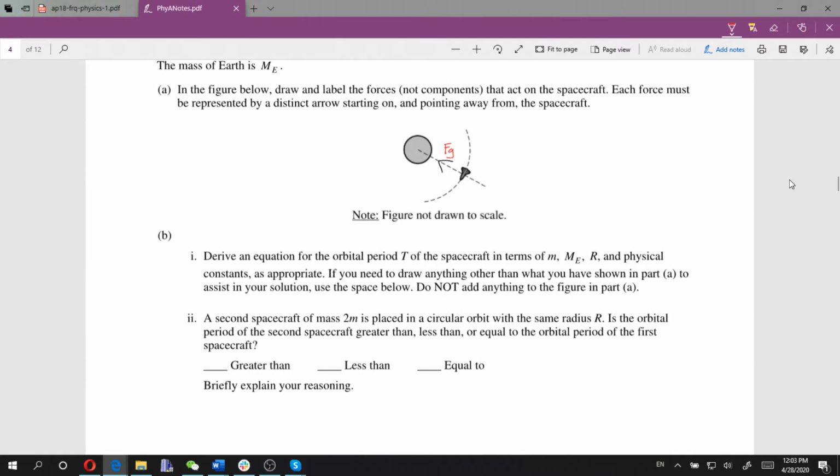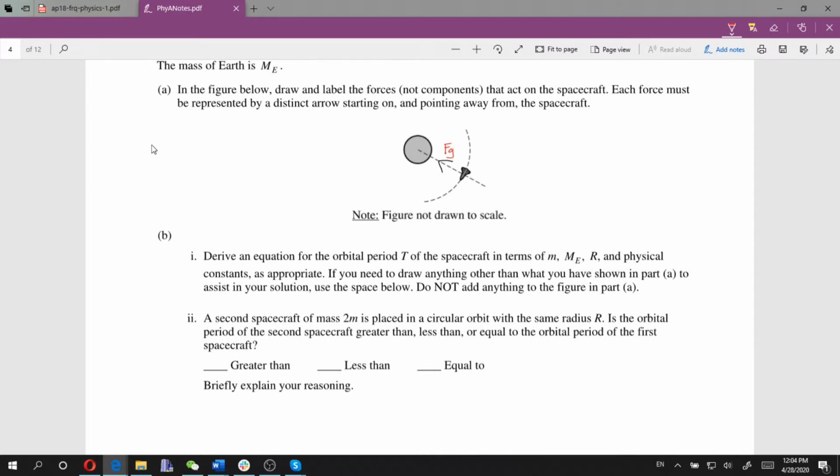We've got a second spacecraft of mass 2m that's placed in a circular orbit that has the same radius. Is the period going to be greater than, less than, or equal to the first spacecraft? Greater. Wait, you're doing A, right? Oh, right, I skipped. I'm sorry. So that was B2. I guess it's more fair if we derive the period equation first, because then you'll be able to see if that changes anything. Okay, let's do that first.